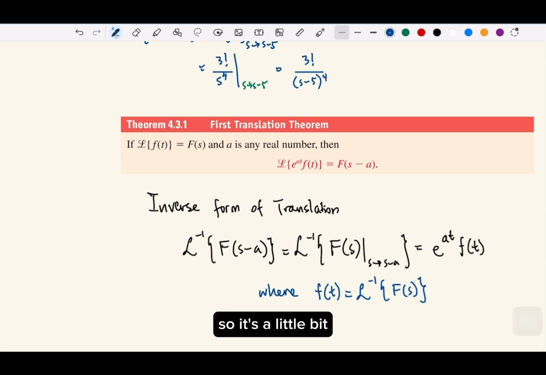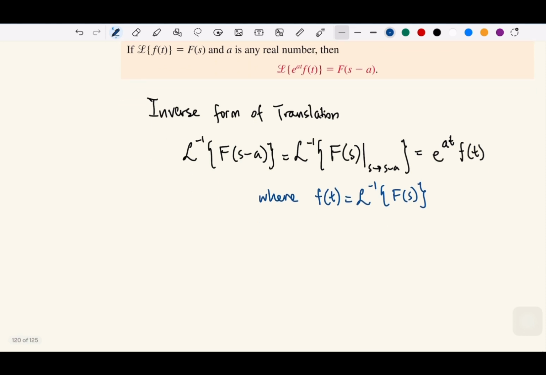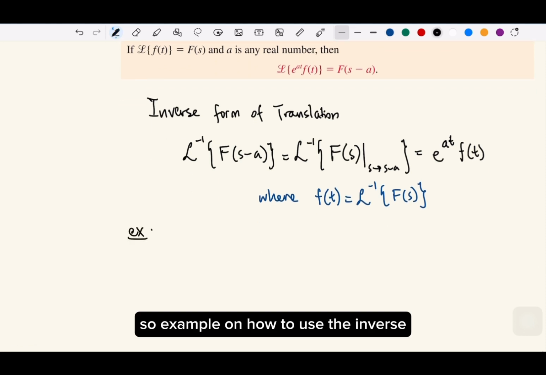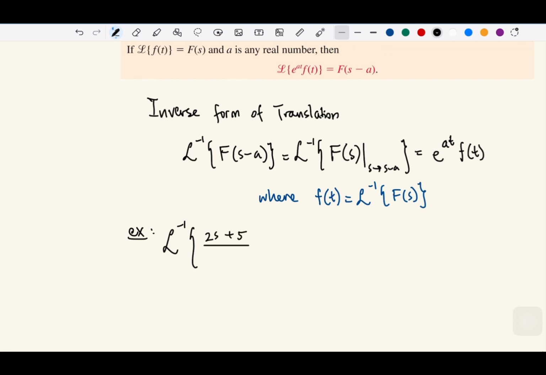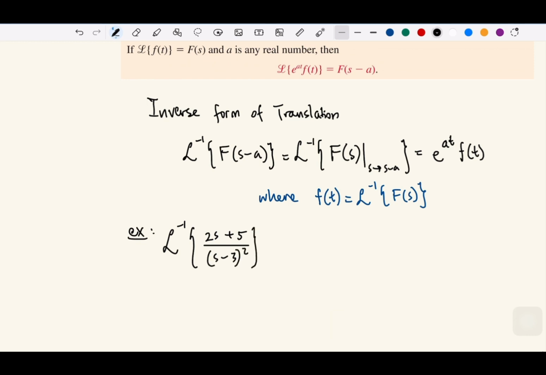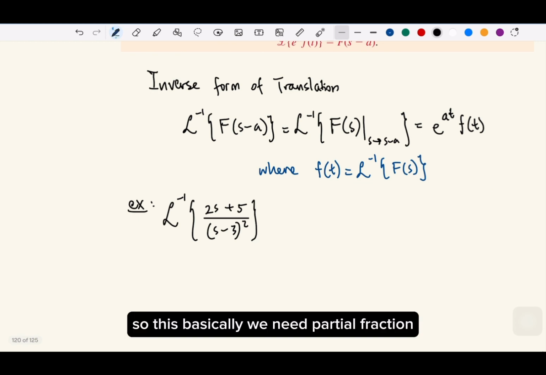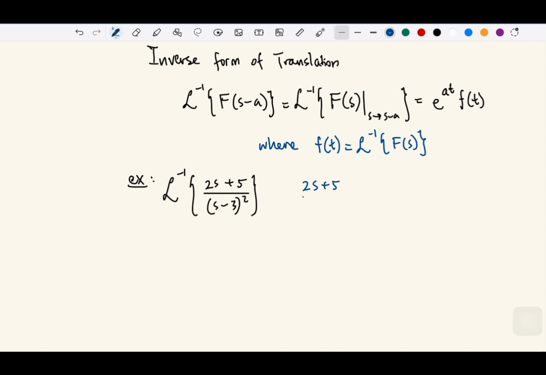It's a little bit quite long, so let me just give you an example on how to use the inverse. For example, if we want to take the inverse form of (2s plus 5) over (s minus 3) squared, basically we need partial fraction. So let me write partial fraction here.